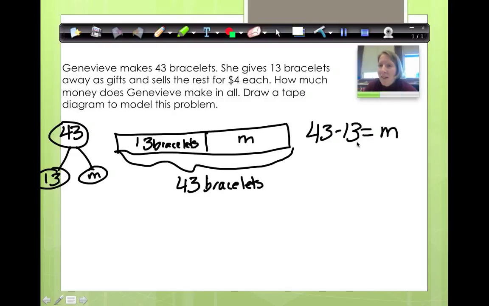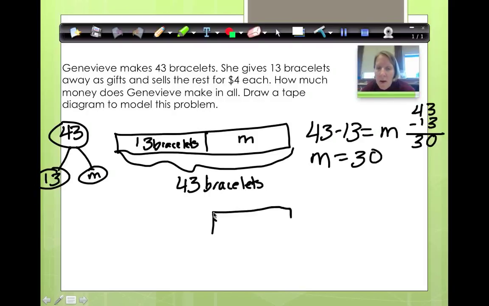Ooh, can you do this using mental math? If you can do this using mental math, absolutely go ahead. But if you can't, just write it off to the side and subtract. So, how many bracelets is in M? Right here, this one is 30 bracelets. I'm going to draw my M over here. Okay, now I know that M has 30 bracelets. This is our M. But each one gets $4 each.